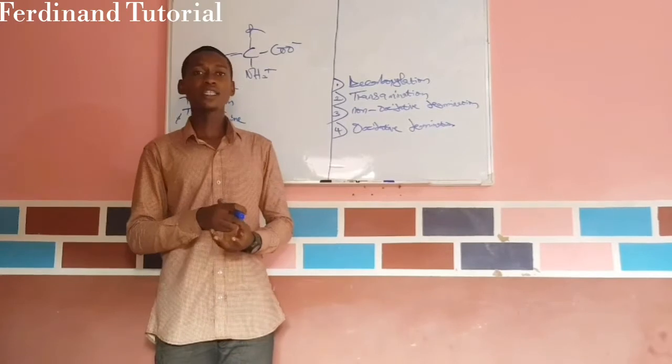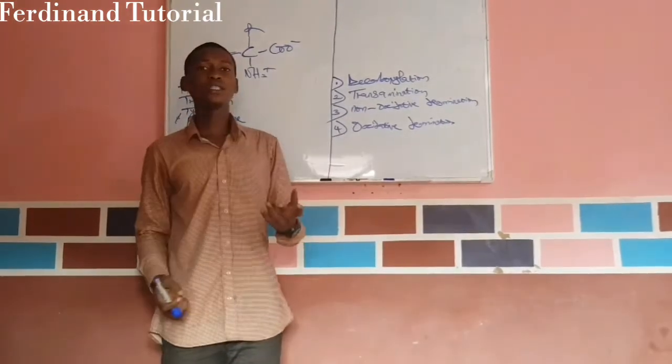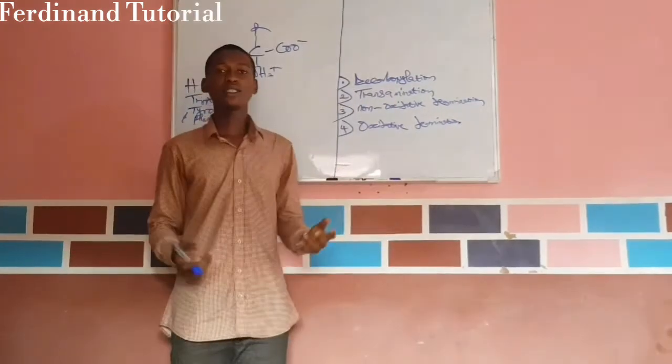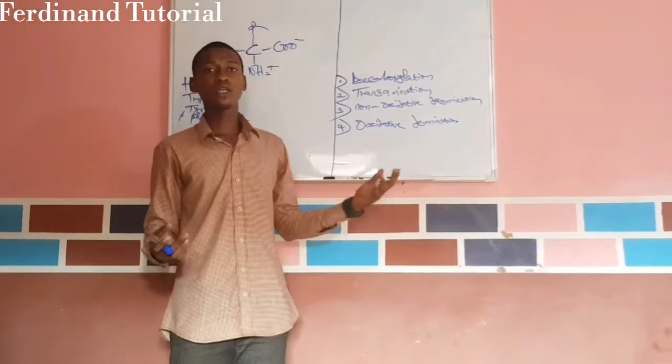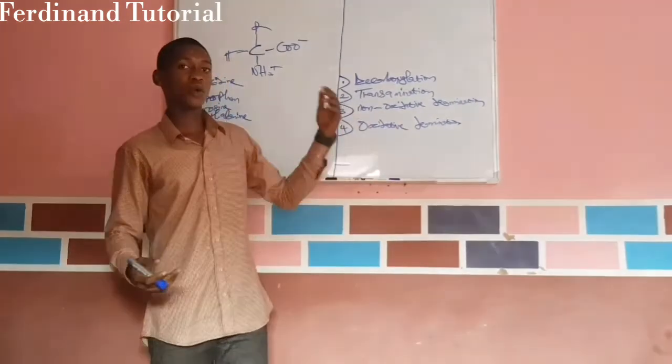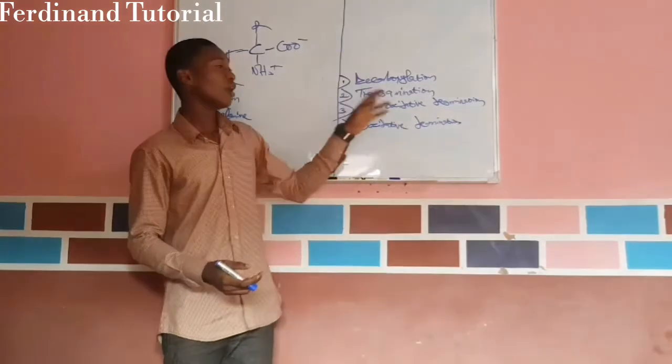Are you getting what I'm saying? The formation of histamine from histidine is as a result of what? Decarboxylation reaction. We know that histamine is a hormone that is produced in the body tissue that is responsible for hypersensitivity. It's one of the hormones that is responsible for what? Hypersensitivity in the body.